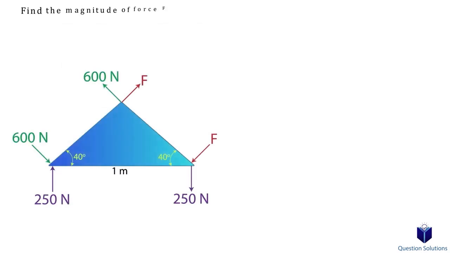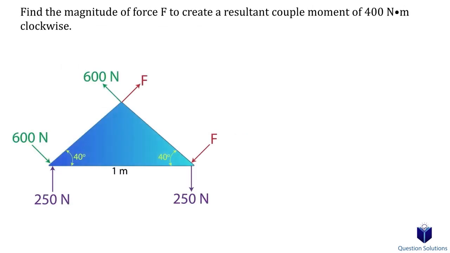Let's take a look at this question where we need to figure out the magnitude of force F so that the resultant couple moment is 400 Newton meters clockwise. So what we need to do is add up all the couple moments created by each of the forces and equal it to 400. First, let's figure out the length of the triangle. Using trigonometry, you will find that each side of the triangle is 0.653 meters.